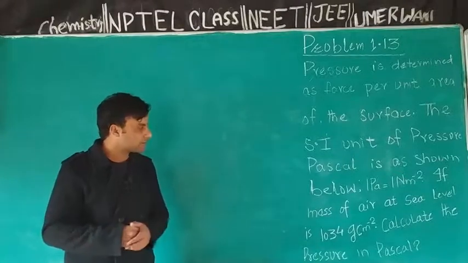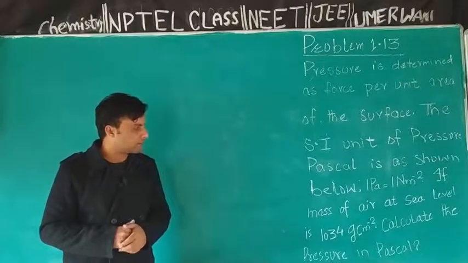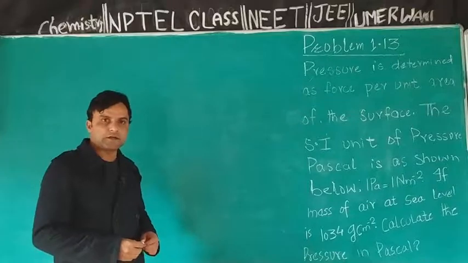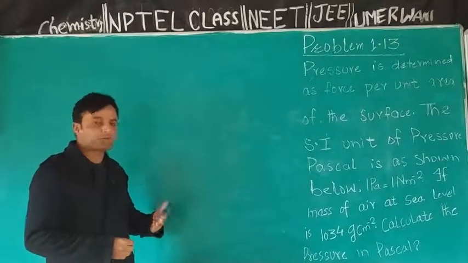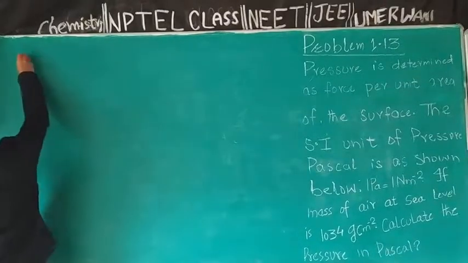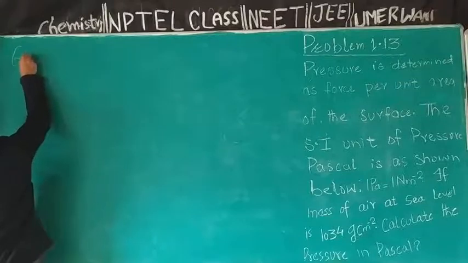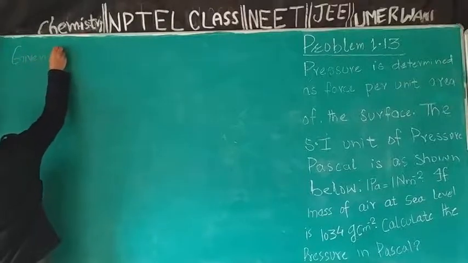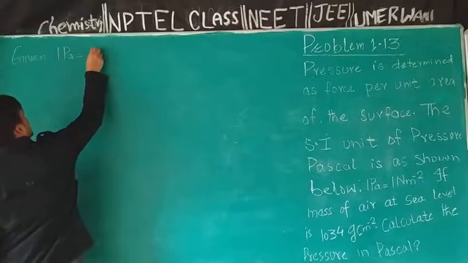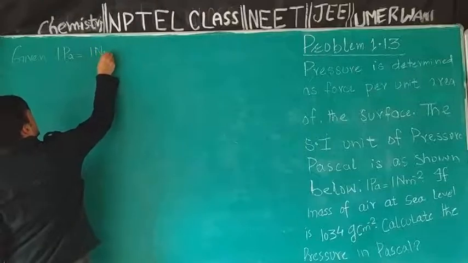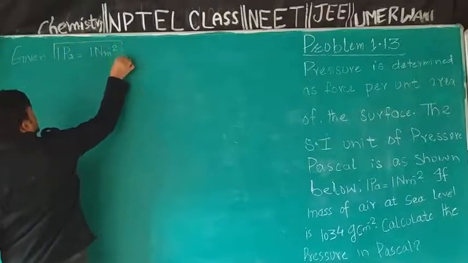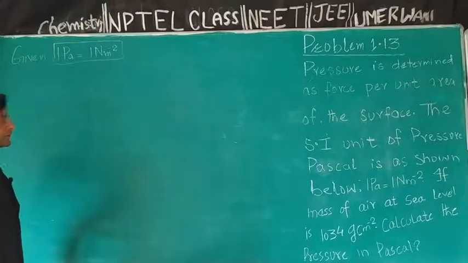In the question it is given that at sea level the mass of air is 1034. Now we need to calculate the pressure at sea level and report our answer in Pascal, which is the SI unit of pressure. It is given that 1 Pascal is equal to 1 Newton per meter square.